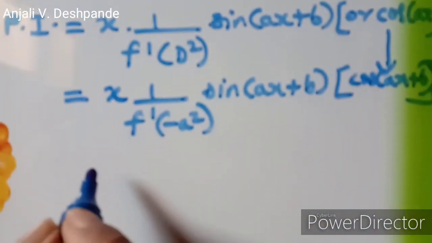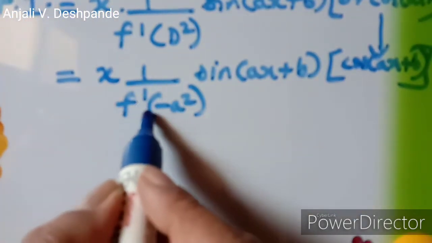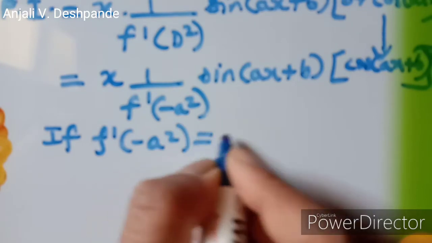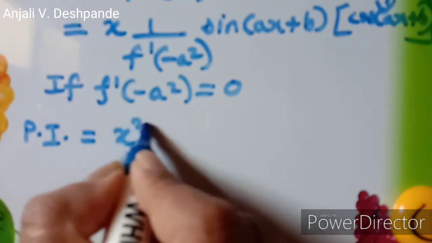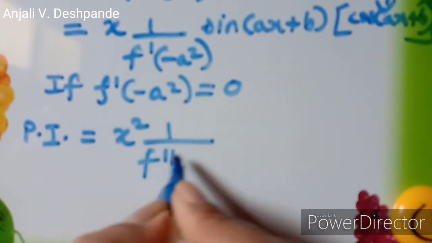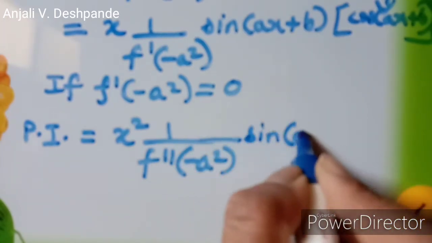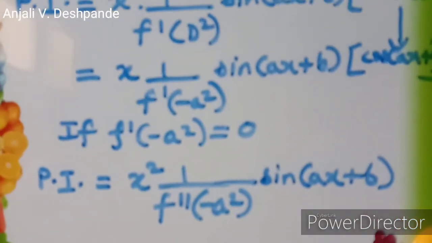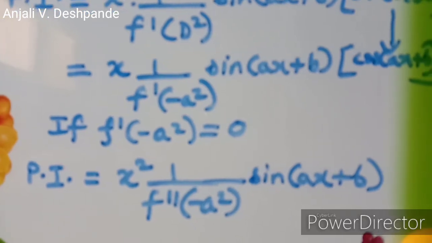Again, likewise, just as we did for the earlier case of e raised to x, supposing once again this is also equal to 0. So if f dash of minus a square is equal to 0, then in that particular case the PI is going to be equal to x square times the second derivative, again substituting over there minus a square, sin(ax plus b), or it might be cos(ax plus b). For both, either sine or cosine function, you have to follow the same procedure. Okay, so now we will do the supporting example based upon this particular case.